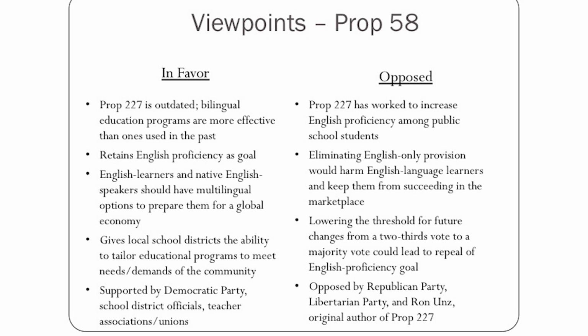There's also a concern that with a lowered threshold for legislative approval, it may allow for tinkering that kind of moves us away from English proficiency as the stated goal to something that's not as clear. And with our current legislature, they said that that might be something that is revisited at some point. So there's an organization called English Only that's opposed this measure, along with the Republican and Libertarian parties and the original founder of Prop 227, Ron Unz.